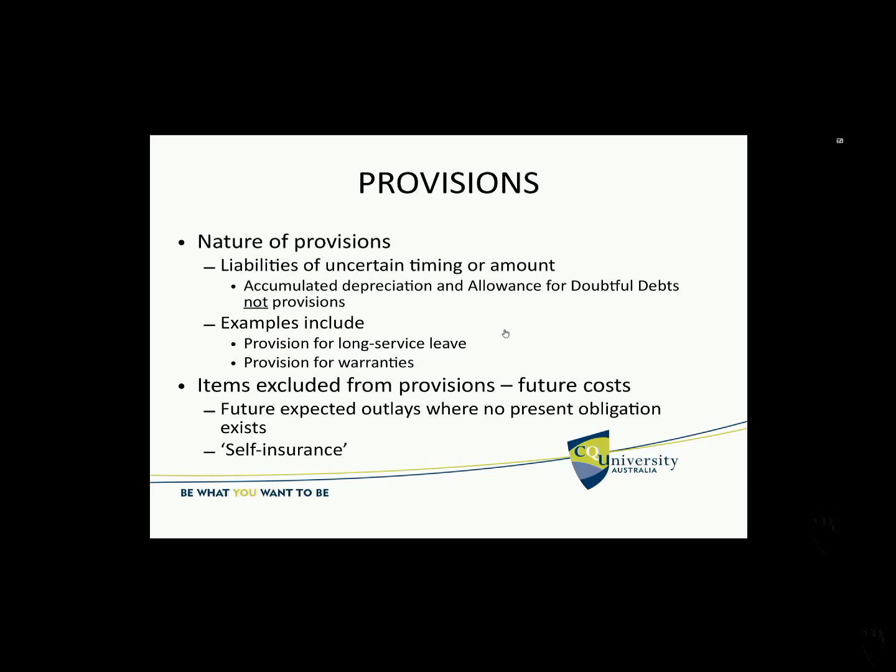Now, as insurance costs go up, then some businesses decide not to take out insurance through an insurance broker. They actually decide to run the risk of an insurable event themselves. They run the risk of a fire, flood, theft, whatever, because of the cost of insurance. Now, that self-insurance is not a provision. It's because there is no present obligation. The liability, if you like, hasn't occurred, right? So there is no present obligation.